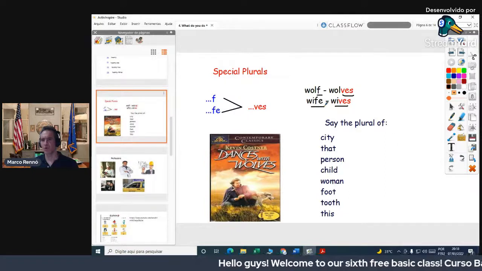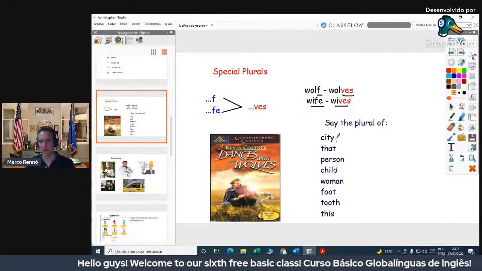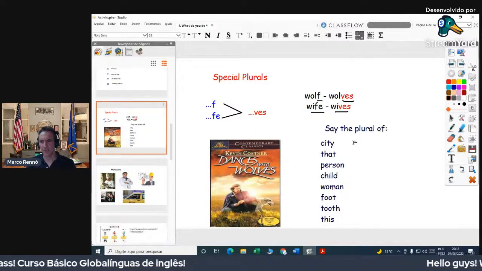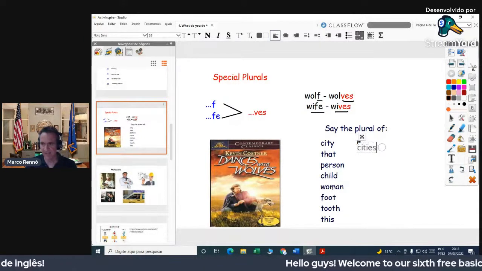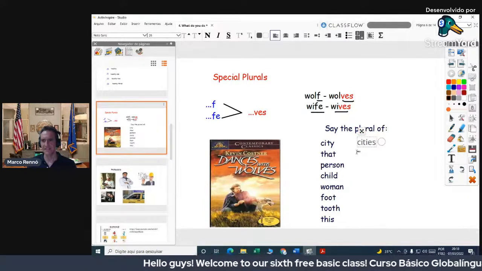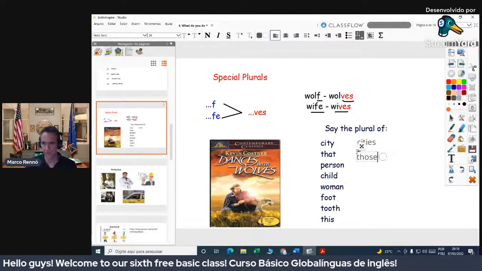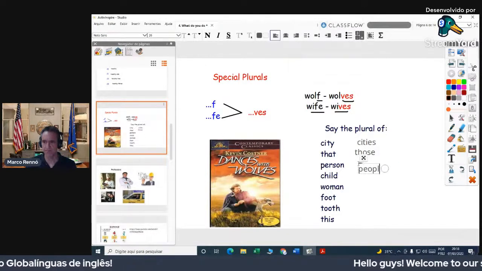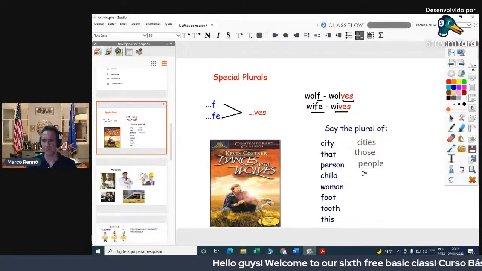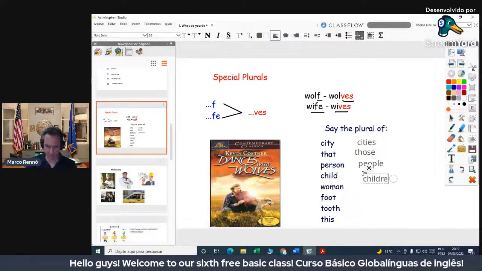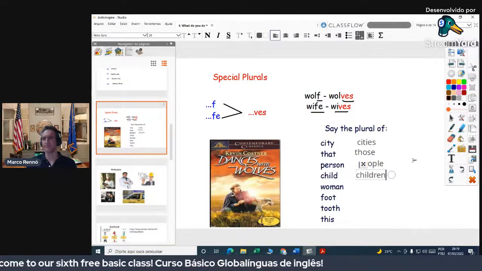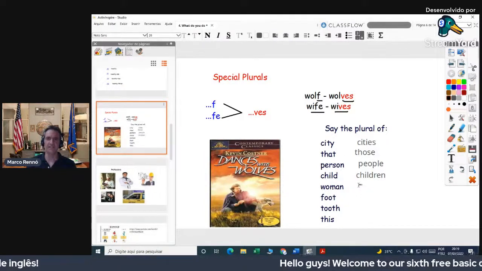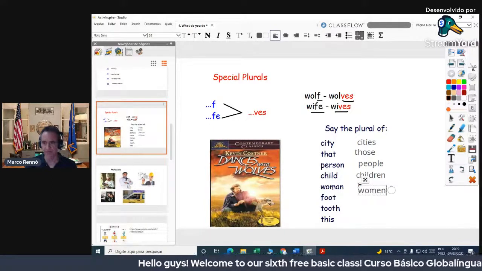Other special plural forms: say the plural of city. What's the plural of city? Remember, a consonant plus Y, plural IES. Cities. Plural of that: those. Plural of person. This is necessary to memorize. What's the plural of person? People. Plural of child. Children. Plural of woman. I'll give you some seconds to tell me what's the plural of woman. Women, right? Different pronunciation. Woman, women.